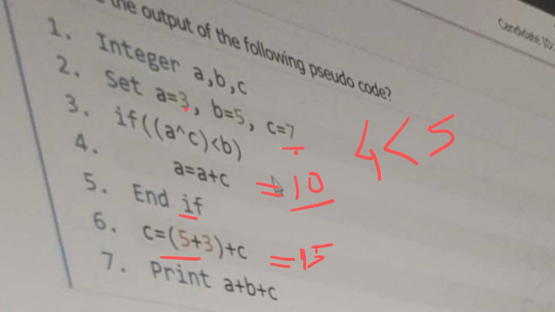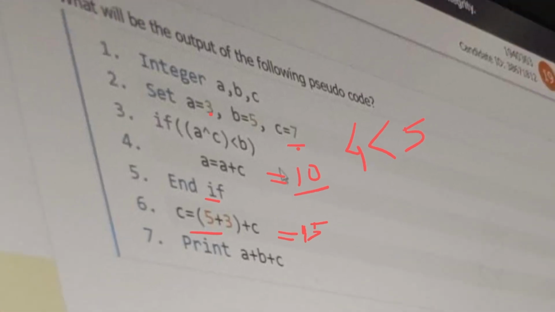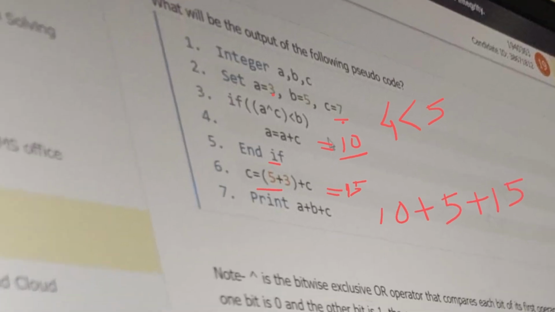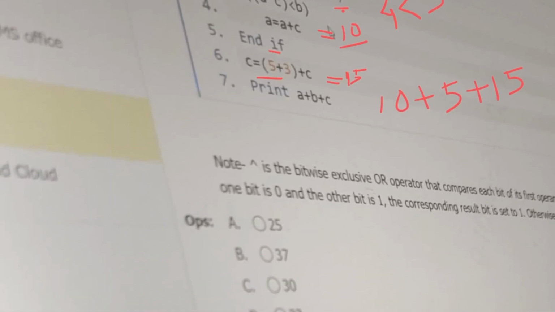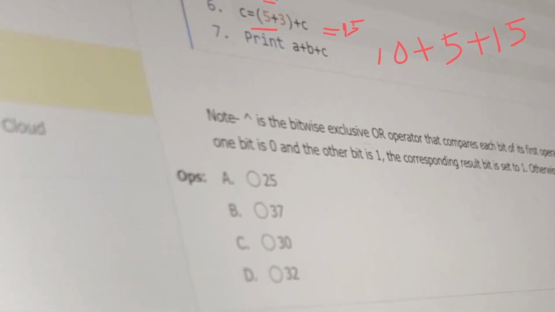What will be the value of a plus b plus c? So a plus b plus c is equal to 10 plus 5 plus 15. So 15 plus 5 is equal to 20, plus 10 is equal to 30. Okay, so I hope you understood. Let me just see if there is any option of 30. Okay, so the option is C. So this is the correct answer because this is equal to 30.